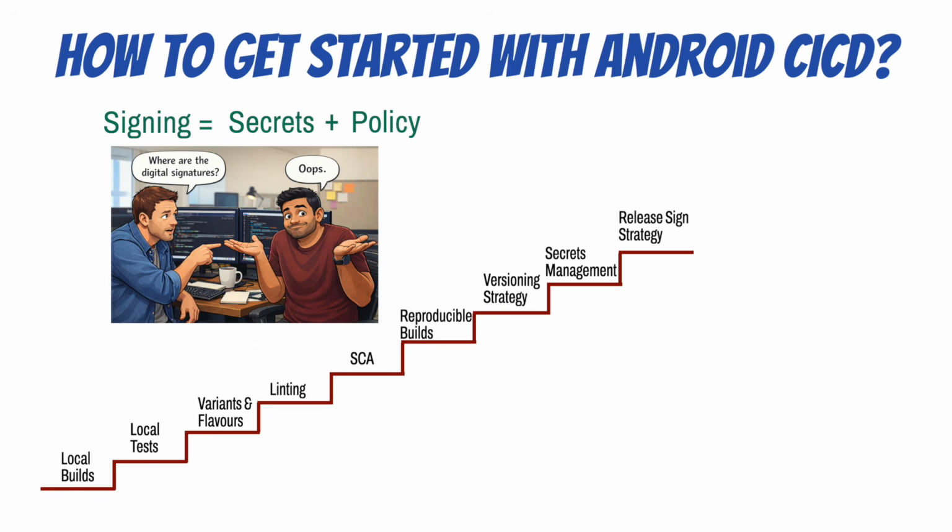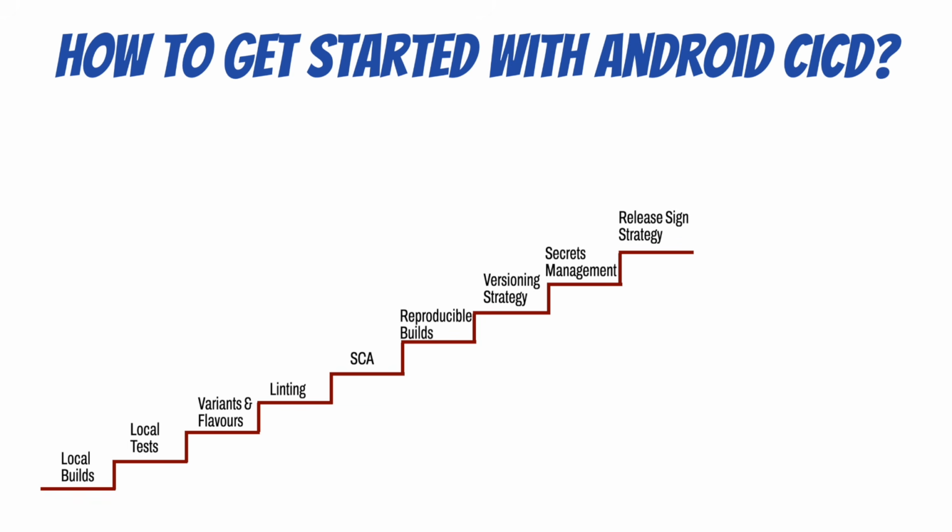So don't make release signing depend on one person's laptop. Store the keystore safely, as encrypted base64 in CI secrets or the vault approach that I was talking about earlier. Now everything is defined and repeatable. That is build, test, lint, SCA, that is static code analysis and software component analysis, versioning, secrets, signing. It is at this point that the CI comes.